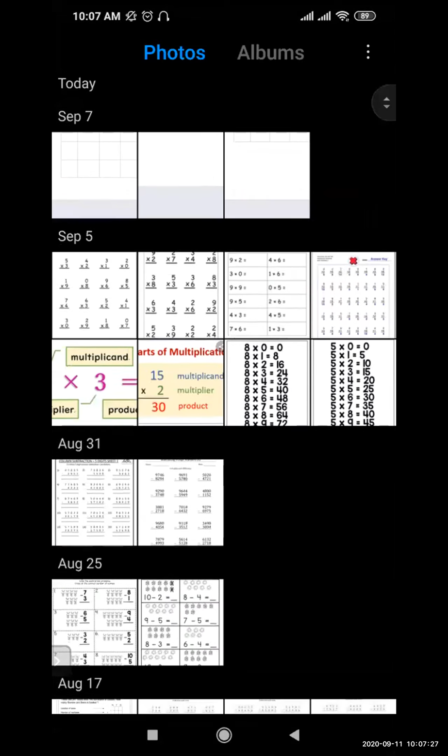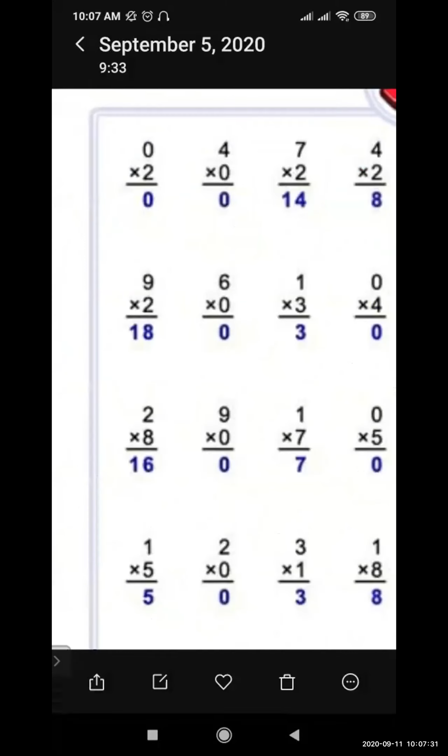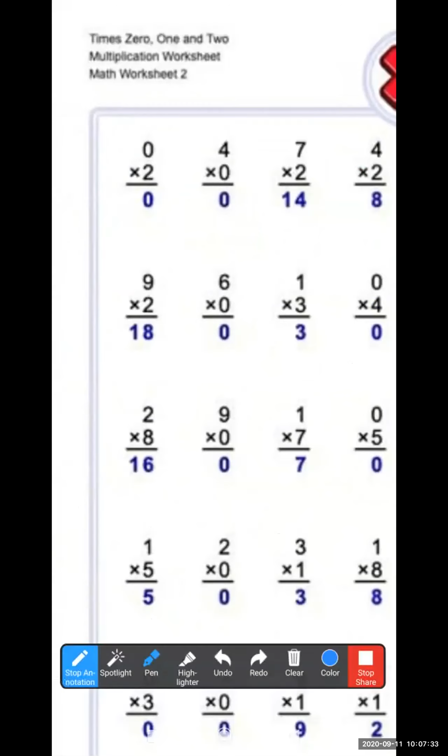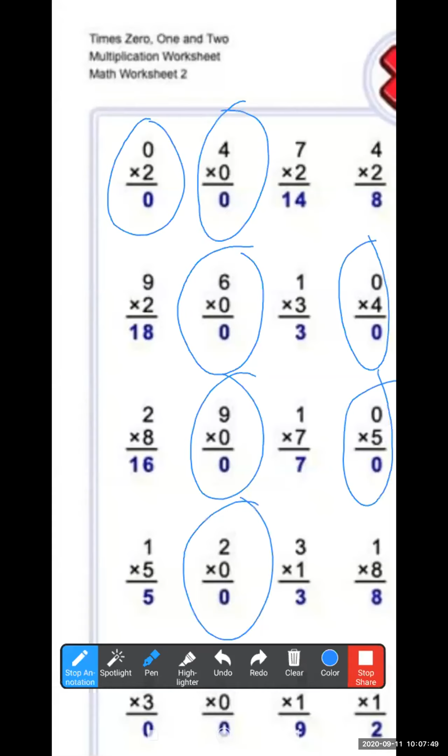Okay, now. I have shown you some examples of multiplication. I will circle the sums. Observe them. 1, 2, 3, 4, 5, 6, and 7. I have circled these 7 sums.